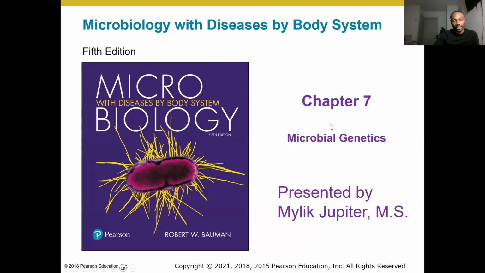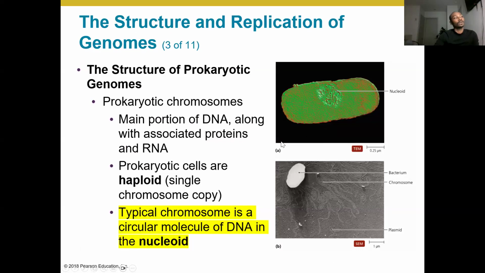Chapter 7, microbial genetics. When we looked at the structure of prokaryotic genomes, remember prokaryotes are going to have a circular DNA molecule in the nucleoid region. These prokaryotic cells are going to be haploid, with a single copy of the DNA.